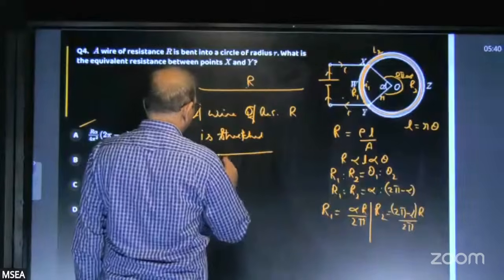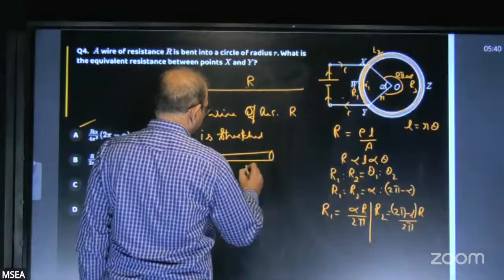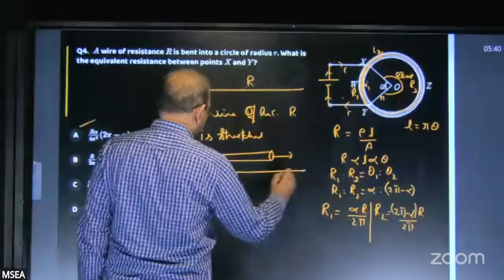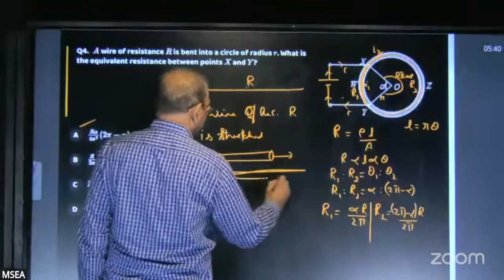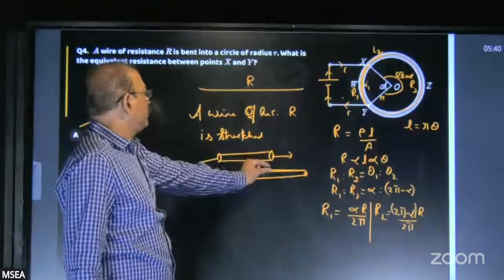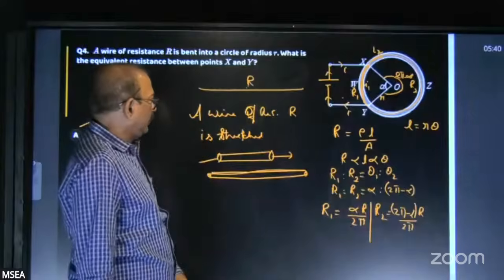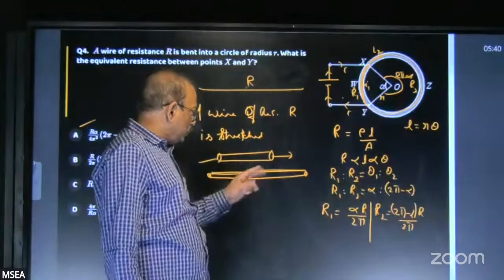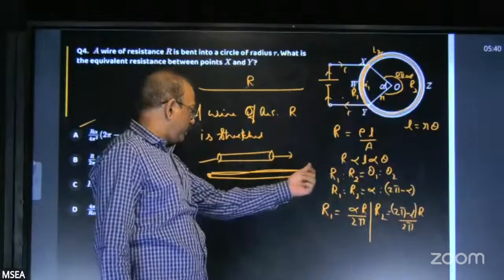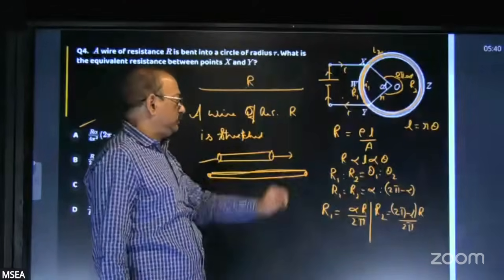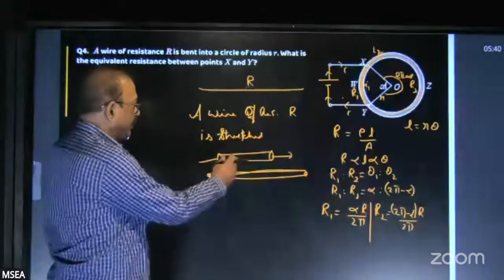If you stretch a wire, this is a very important concept. If you stretch this wire, its length will increase, but at the same time its area of cross section decreases. Two changes are there when stretching: length is increasing, radius is decreasing.